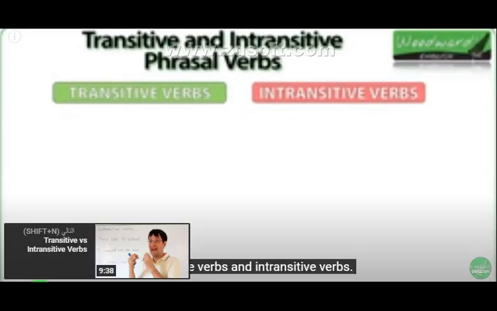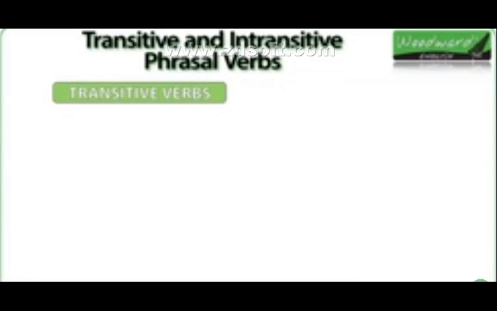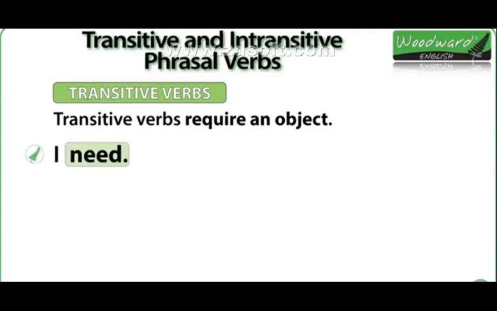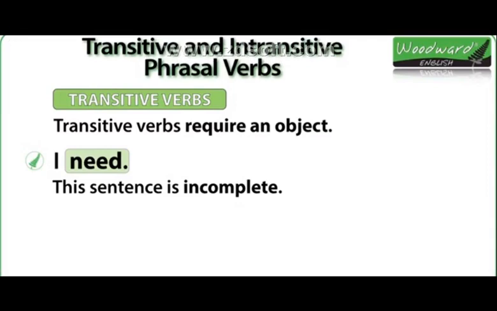Okay, verbs in English are divided into two kinds, transitive verbs and intransitive verbs. Let's talk about transitive verbs. Transitive verbs require an object to complete their meaning. Imagine that I say I need. Okay, the sentence is incomplete. There is information that is missing. Need what? We are probably wondering, you need what? Okay, you want more information.